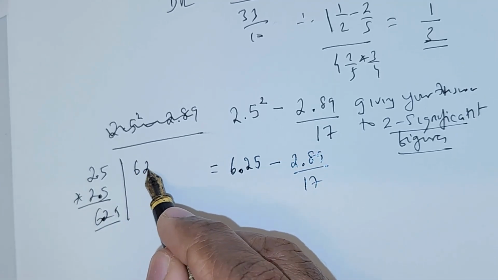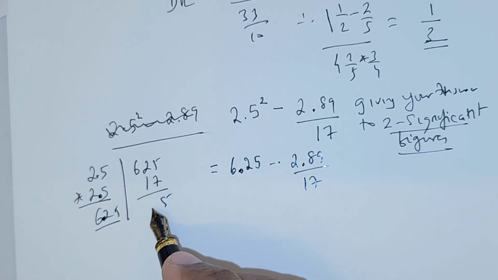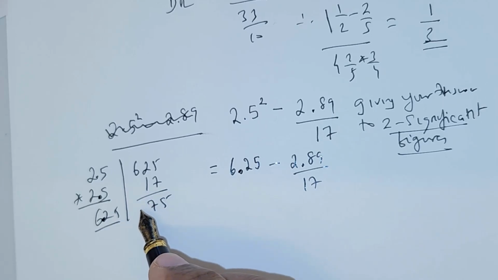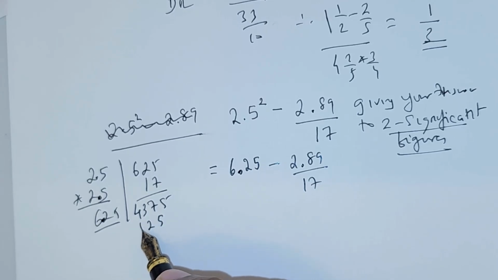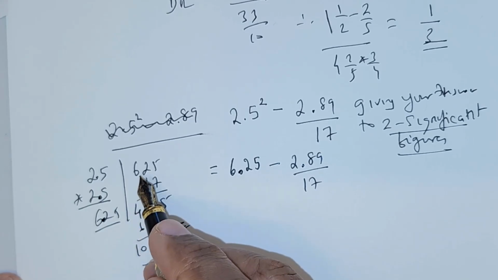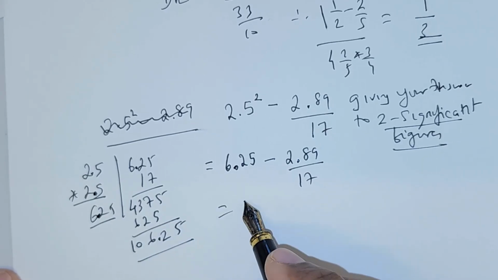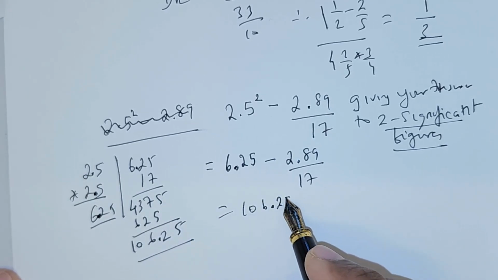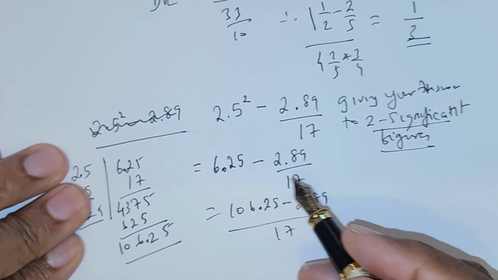Now you multiply 625 by 17. 7 5s are 35, 3, 14, 17, 1; 6 7s are 42, 43, 1 time 5, 2, 6. This is 5, 12, 6 and 10. After the decimal point you have 2 digits, so this is going to be 106.25 negative 2.89 divided by 17.